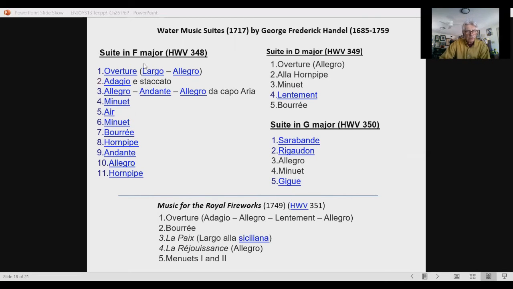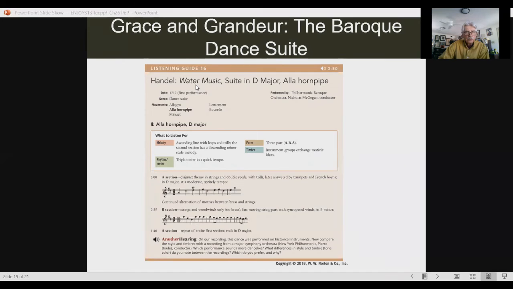So this suite starts with an overture, and then there's a slow section, and then we have a minuet, an air, a minuet, bourrée. Some of these are dances, and some of them are not. And we're going to sample the a la hornpipe from this suite, and these 3 are called the Water Music suites. The Royal Fireworks suite was written in 1749, a different king was in power at that time, but again, you see the dances. The Water Music suite has Allegro, a la hornpipe, minuet, lentement, and bourrée.